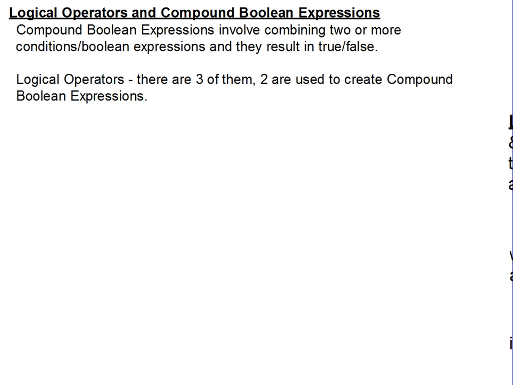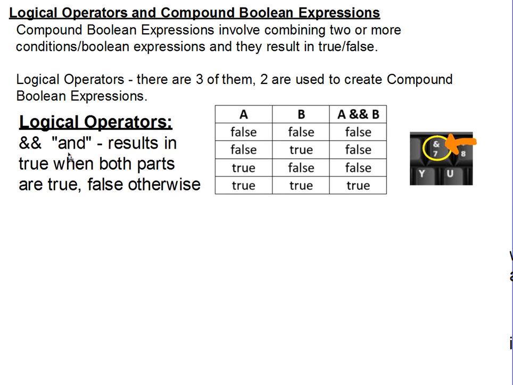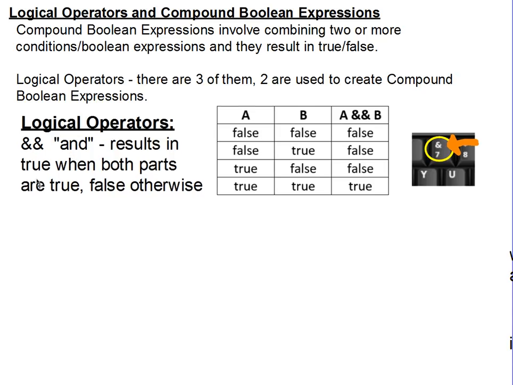Now, sometimes you're going to want to do more than one expression. You're going to want to combine these expressions, and that's called a compound Boolean expression. Anytime that I combine two or more of those expressions together, it's considered a compound Boolean expression. And what I use to create these is a logical operator. There are 3 different logical operators. 2 of them I can use to actually create a compound expression. The other one is logical just because it's one of the original logical operators.